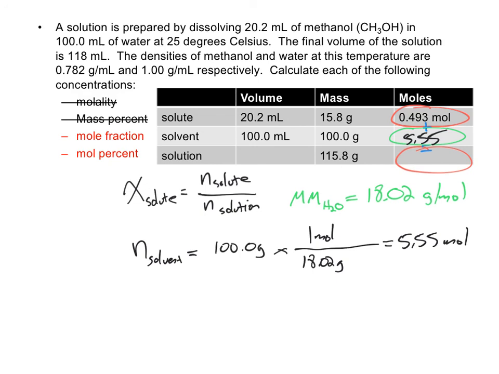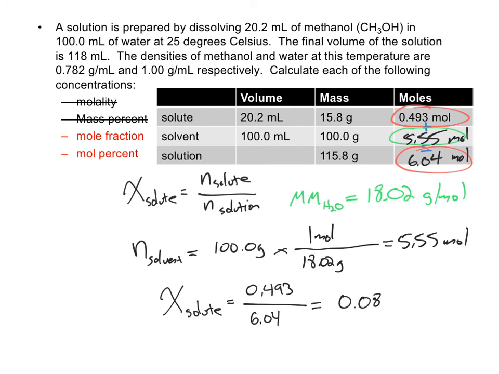All right, so 5.55 plus 0.493, I get 6.04 moles total. So then the mole fraction of the solute is 0.493 divided by 6.04, and so my mole fraction is 0.0816, and I guess let me put in the units here, right? The moles will cancel, so the mole fraction is unitless, and so that is my answer for the mole fraction.